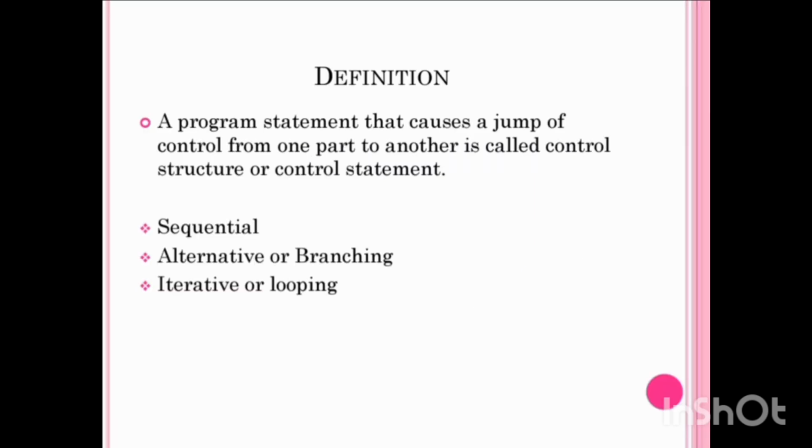Communication Engineering. Today, I am discussing the topic about control structure. A control structure is a program statement that causes a jump of control from one part to another. It is called a control structure or control statement. It can be classified into three types: sequential, alternative or branching, and iterative or looping.